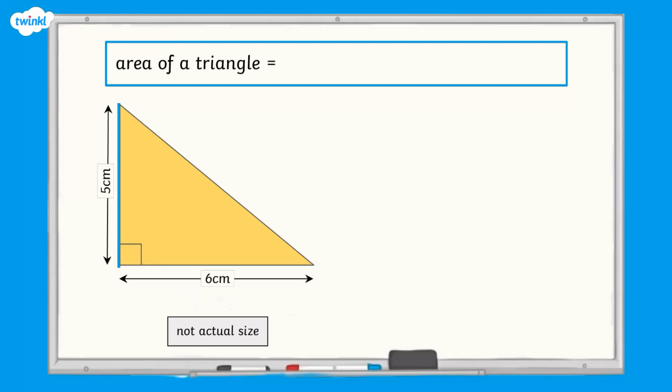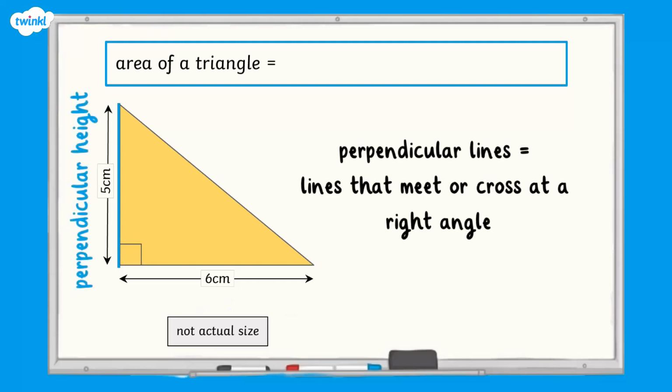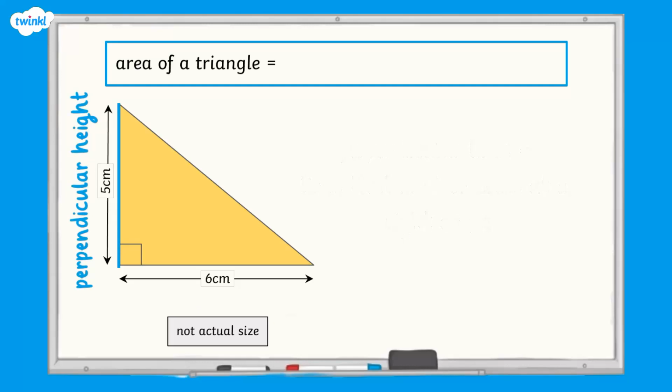This side is called the perpendicular height. Remember, two straight lines are perpendicular if they meet or cross at a right angle. This side is perpendicular to the base, so it is the perpendicular height. The perpendicular height of this triangle is 5 centimetres. It is worth noting that the base and perpendicular height can be either way round, as long as they are the two sides of the triangle that meet to make the right angle.